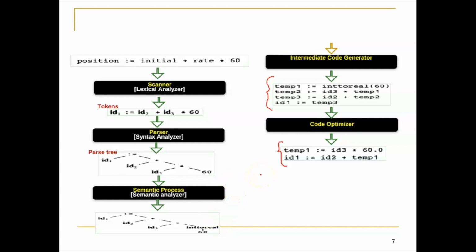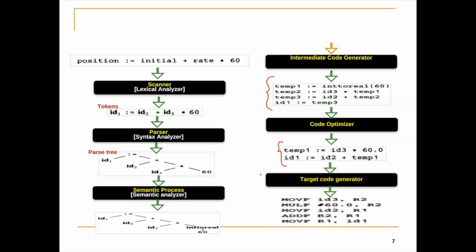And now this optimized code will be given to the target code generator, and the target code, the machine code or the assembly code corresponding to our source program, will be generated. For ease of understanding, I'm just taking the target code as assembly language. It doesn't always have to be assembly language. The compiler is capable enough to convert the source code directly to machine code, right?